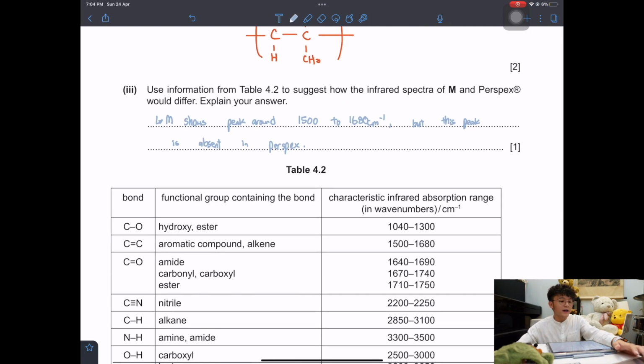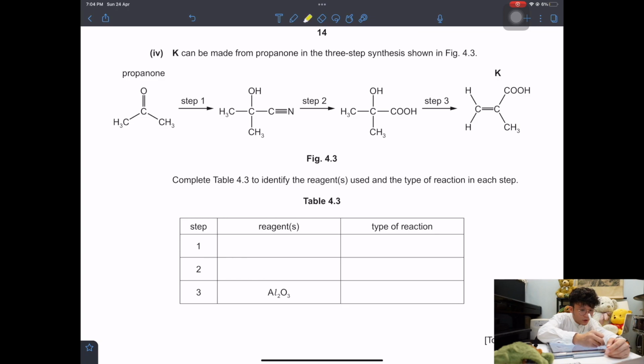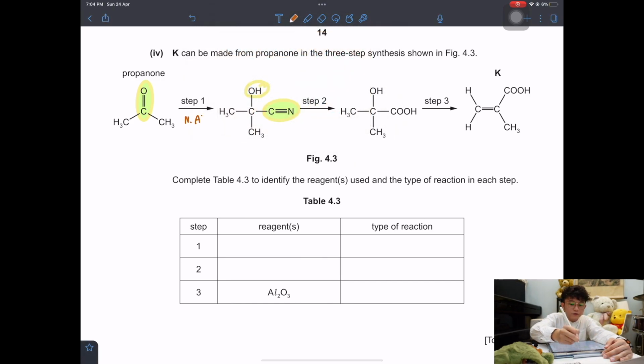Let's go. Finally, K can be made from propanol in the 3-step synthesis shown. At first, I'm turning this C double bond O into a cyanide, OH and CN. So I know that the type of reaction is basically a nucleophilic addition. Then from a cyanide turning into a COOH, I call it acid hydrolysis. And finally, from this entire section, I turn it into an alkene. It's definitely elimination, which I've talked about earlier.